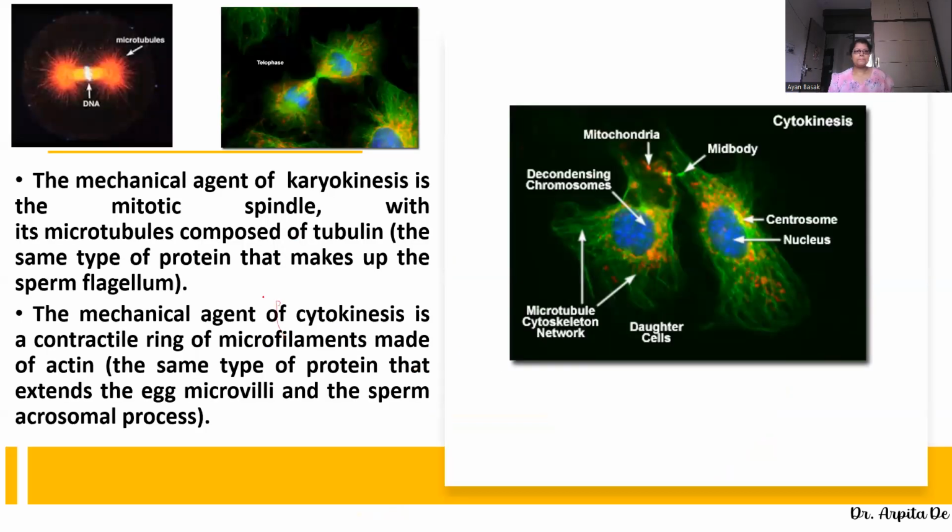The mechanical agent of karyokinesis is the mitotic spindle with its microtubules composed of tubulin, the same type of protein that makes up the sperm flagellum. The mechanical agent of cytokinesis is the contractile ring of microfilaments made up of actin, the same type of protein that extends the cell microvilli and the sperm acrosomal process. Clear?